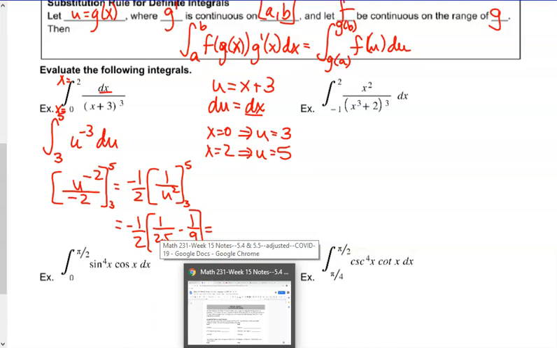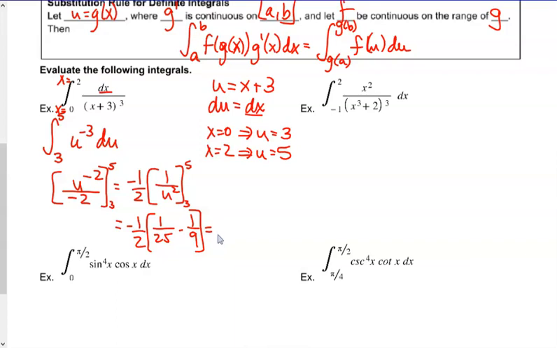If you were to get a common denominator with 25 and 9, it is 225. So it would be 9 over 225 minus 25 over 225, which gives us negative 1/2 up front, negative 16 over 225. And I can multiply these fractions together, cancel my 2's, change my negatives to a positive to get a final answer of 8 over 225.